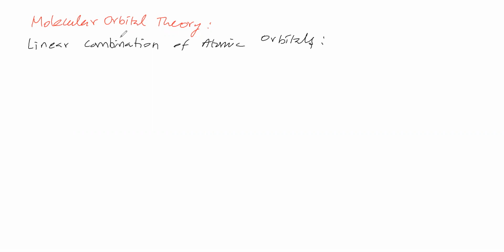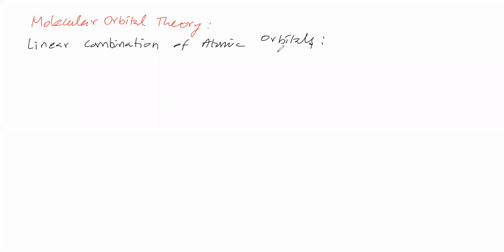Now, atomic orbitals on linear combination give molecular orbitals. Which atomic orbitals will go for linear combination? They should have the same energy or nearly the same energy, the same symmetry, and maximum extent of overlap. These conditions should be there.